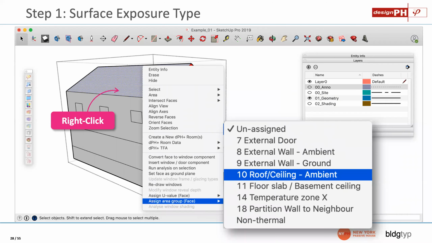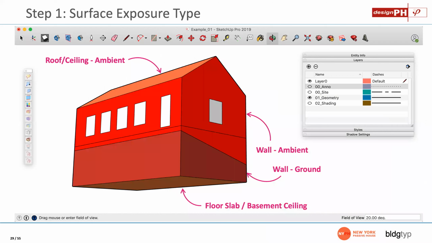I'd grab the ceiling or the roof, I would right click, and then I, for this case, would assign it a group 10 roof ceiling or roof ceiling to ambient. And I would just go through one surface at a time, assigning each one to the appropriate type until I had completed all of the exterior surfaces. I would do the floors, the below grade walls, the above grade walls, the roofs, all the different types of elements. I would just go through and one by one assign them using that right click context menu.